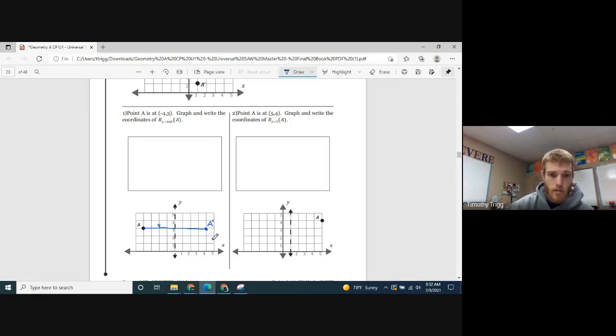And there you go. So now the coordinate point for A prime will be at (4, 3). And there you go, all done. So notice the distance to the reflection line matches the distance away from the reflection line.